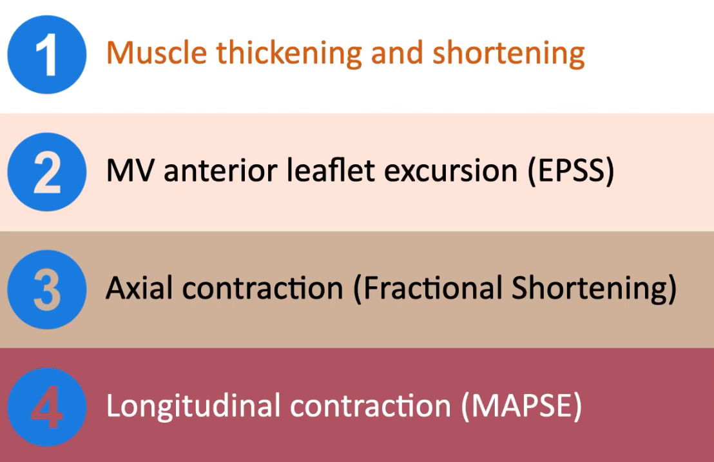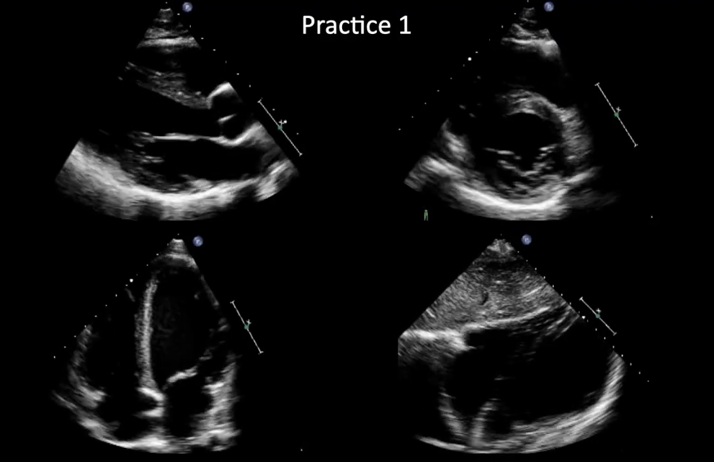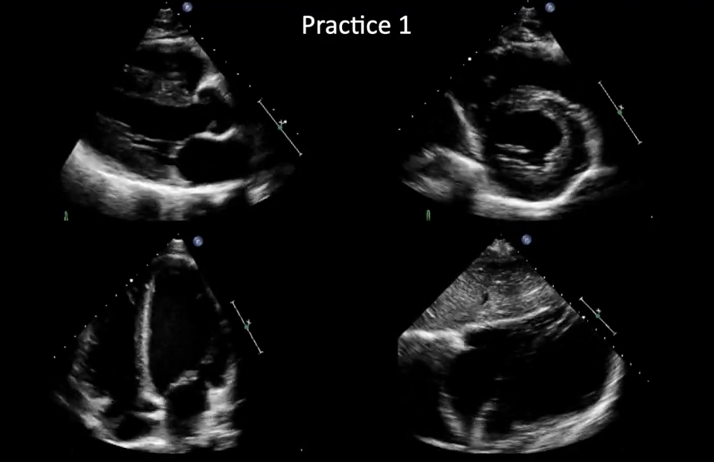Now we have not discussed the other EF categories that fall between normal and severely reduced EF. So in the next 10 slides, we will practice our visual estimation of cardiac contractility on 10 cases that include all the other EF categories. So let's try and apply the 4 visual estimation approaches in this first case here.